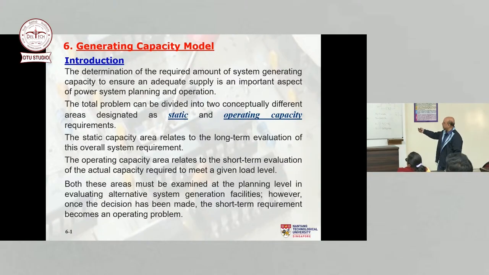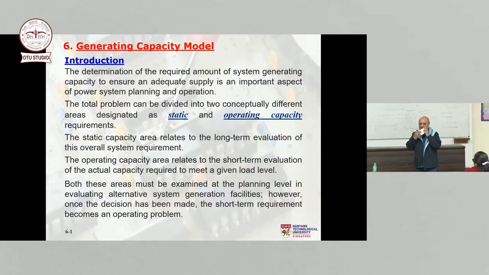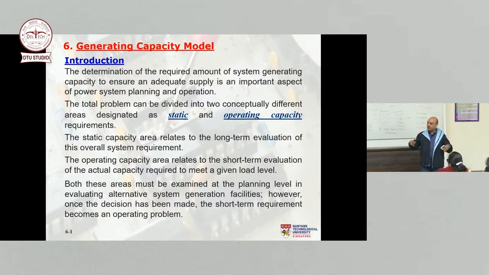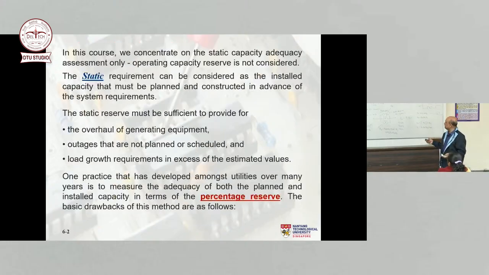So both of these areas must be examined at the planning level. However, once the decision has been made, the short-term requirement becomes an operating problem. You obviously need to cater to the operational problems even when you are planning the system. But once you have planned, you have your system in existence. If there is an operational problem, you must deal with it, right? Because long-term planning cannot be done in a day. Long-term planning has been done for the next 10, 15, 20 years. So the operational planning problem becomes a problem when something happens which you did not anticipate earlier.